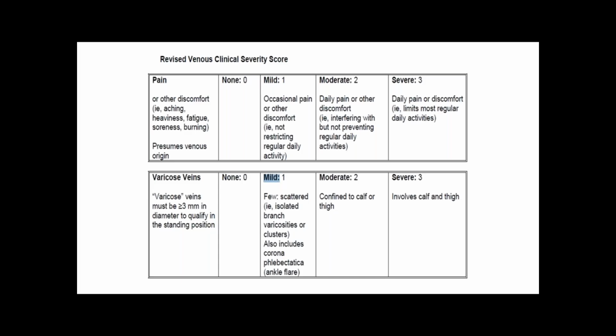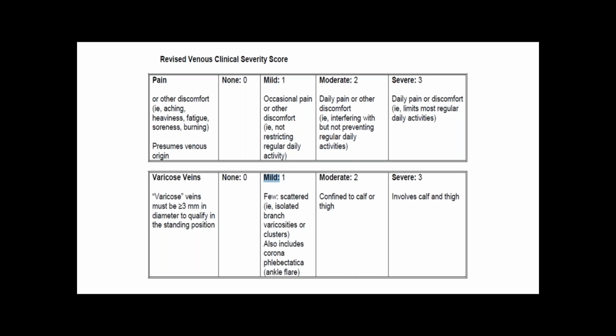So in chronic venous disorders, there are two systems: the revised venous clinical severity score, and the CEAP classification. Just have a look at this revised venous clinical severity score. There are some clinical parameters, and for each one we will grade mild, moderate, and severe. For mild we give 1 point, moderate 2 points, and severe 3 points for each clinical parameter.